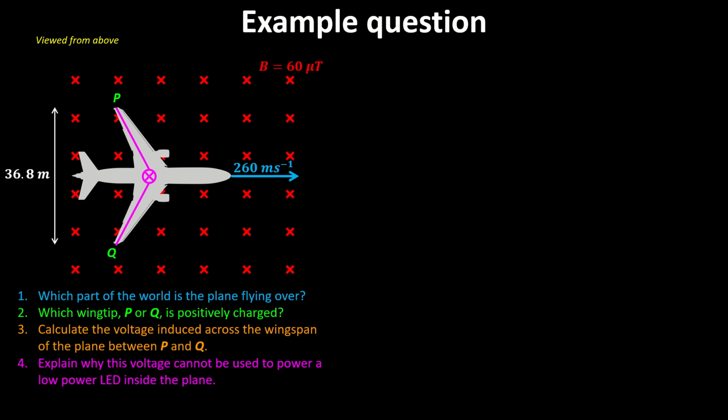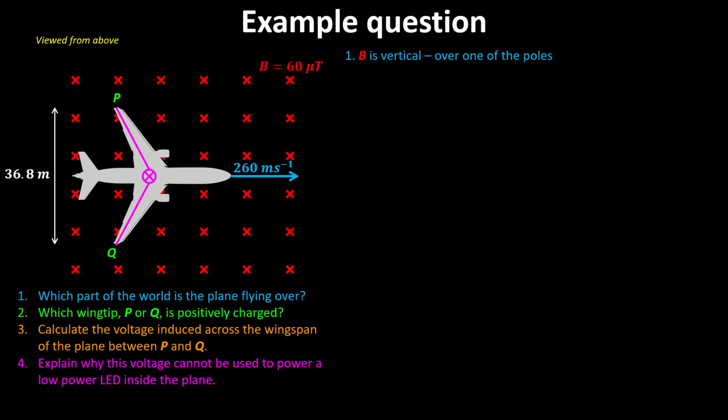Okay, assuming that you've done that, or just want to see the answers now. So, starting with question 1, which part of the world is the plane flying over? Now, first of all, the magnetic field is vertical. That means it has to be over one of the poles. That's the only place in the world where the magnetic field is vertical. So it's either at the North Pole or the South Pole.